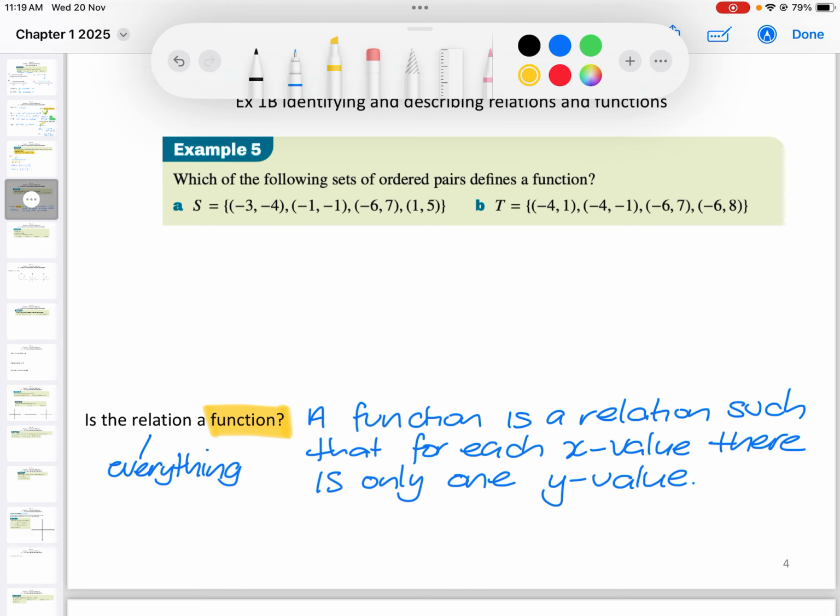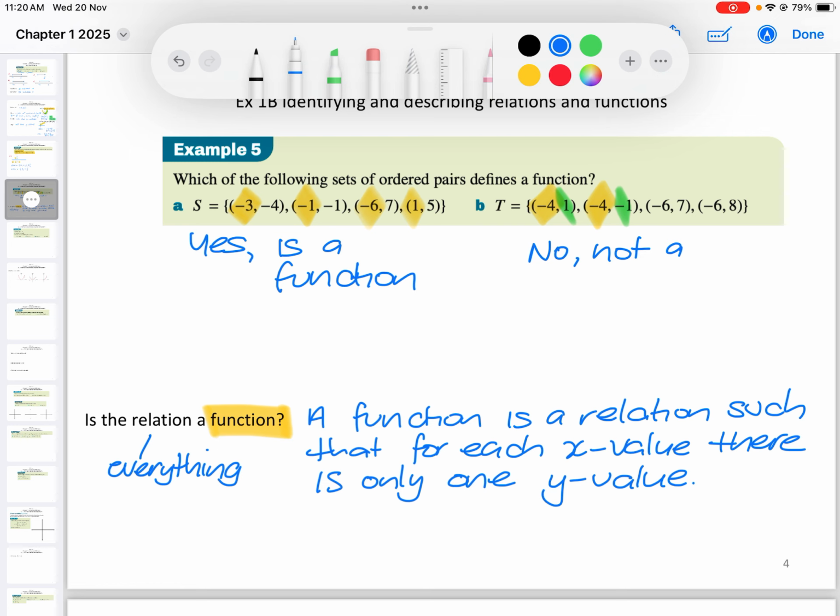So let's look at this first one. For each x value, there's only one y value. That's true, so yes, it is a function. But let's look at b. For every x value, here when x is -4, sometimes it's 1, sometimes it's -1. So that does not have only one y value. So we say no, not a function.